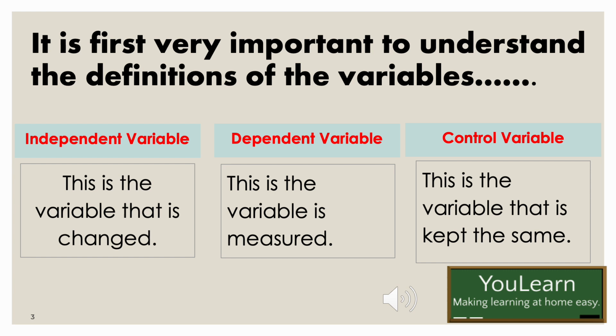Finally, the control variable is the variable that is kept the same. I would measure my heart rate for the same length of time, and I would ensure the intensity of each exercise is also the same to ensure the practical is done fairly.